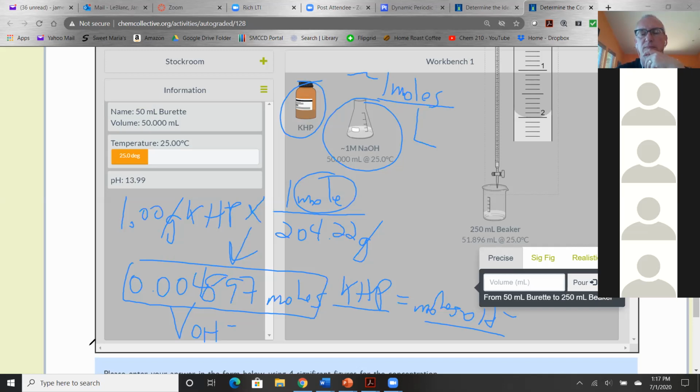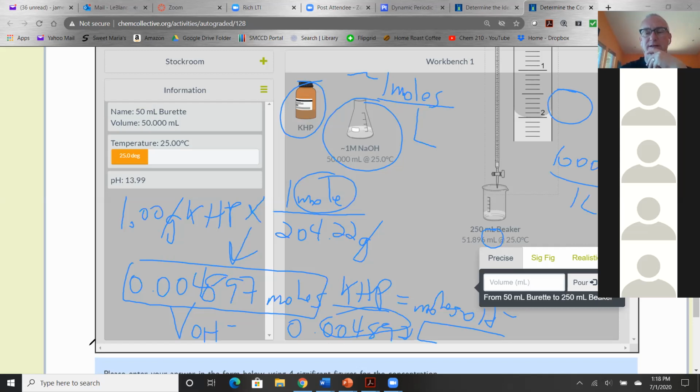Would it be the same amount if you're trying to make it into 1? It's 1 to 1, so it's the same amount in liters. So it's 0.004897 liters. But this isn't liters, right? This is in milliliters. How many milliliters is that? Multiply it by 1,000, because I want mils, and there's 1,000 mils in 1 liter. So I would multiply this number by 1,000.